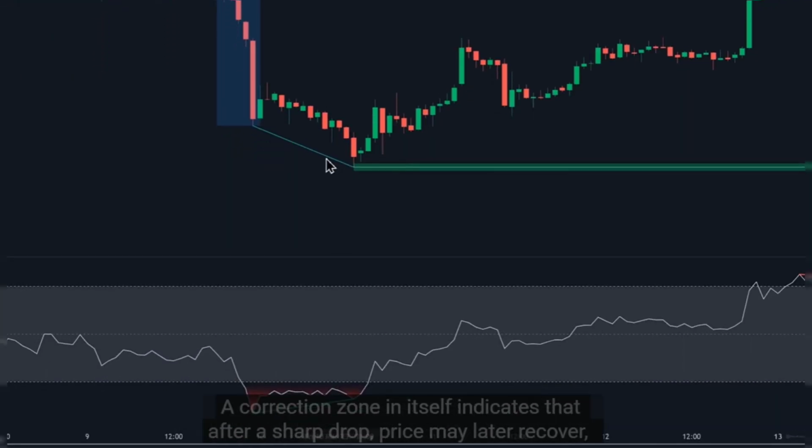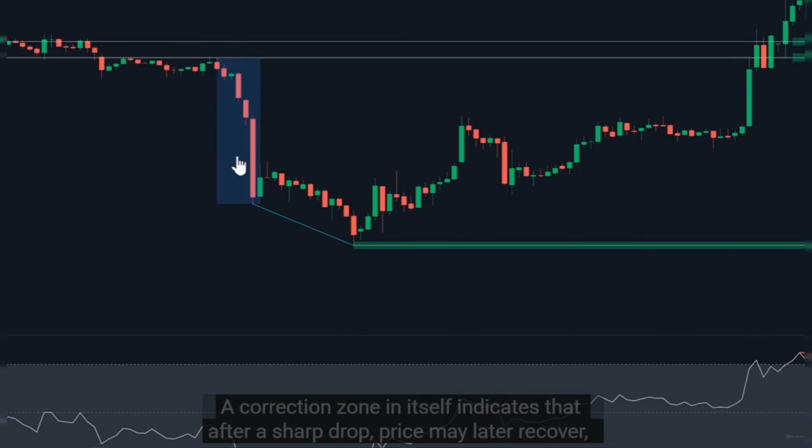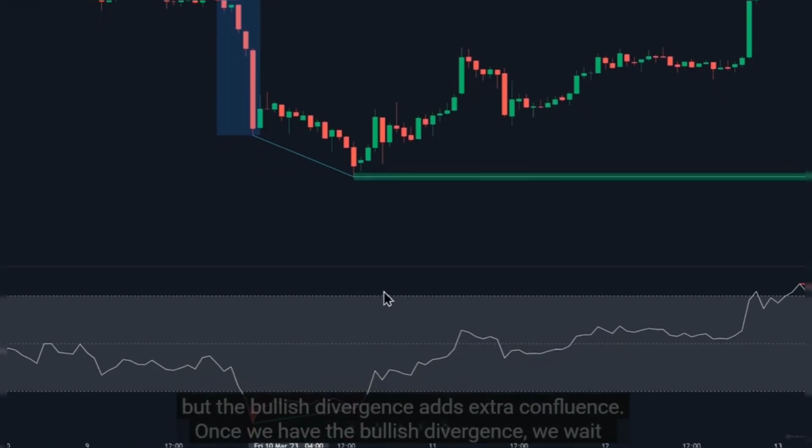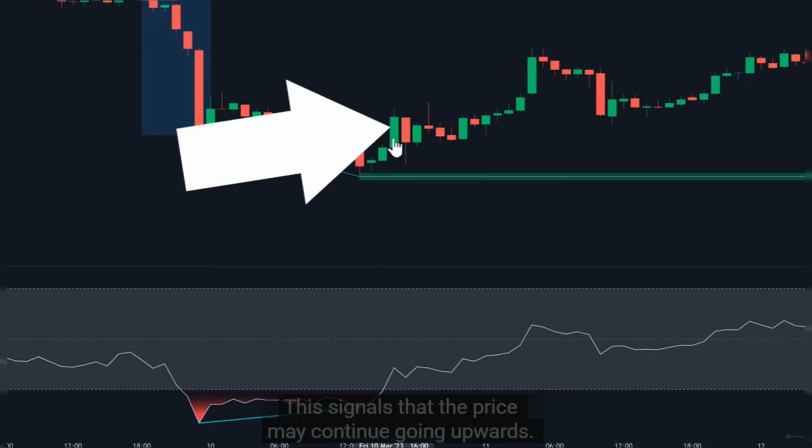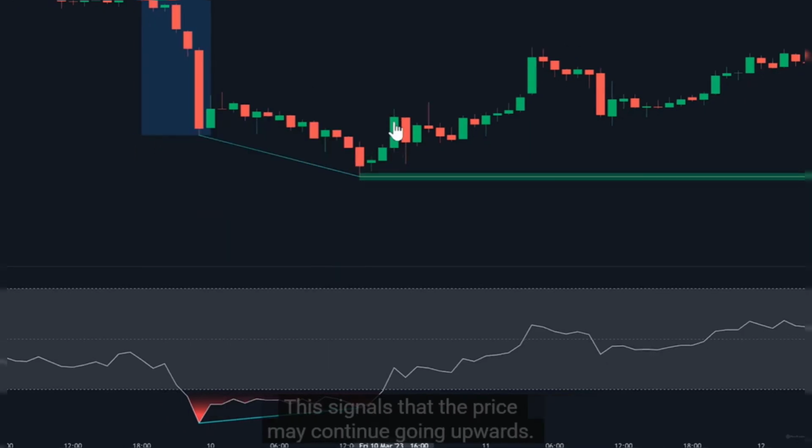Now, a correction zone in itself indicates that after a sharp drop, price may later recover, but a bullish divergence adds extra confluence to your analysis. Once we have a bullish divergence, we wait for the price to print a bigger bullish candle compared to the last few candles. This signals that the price may continue going upwards.